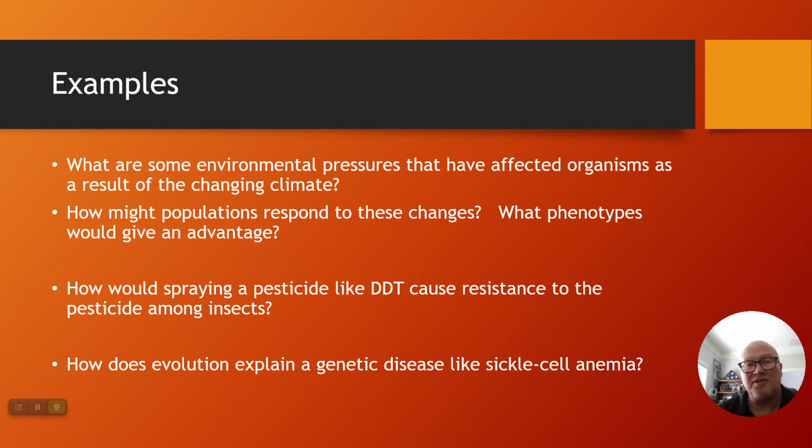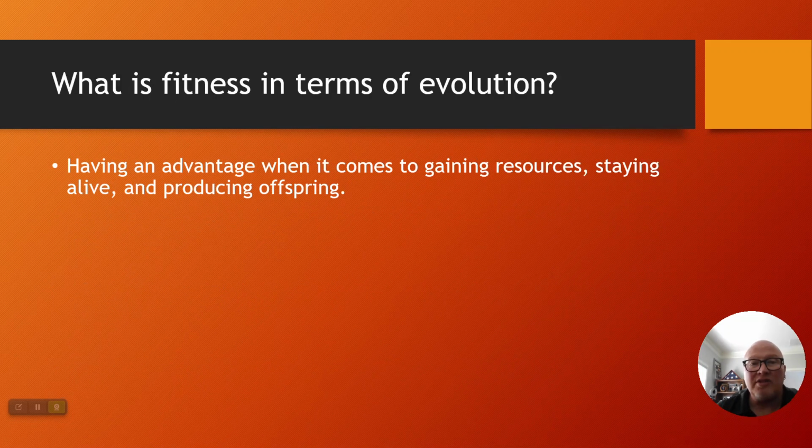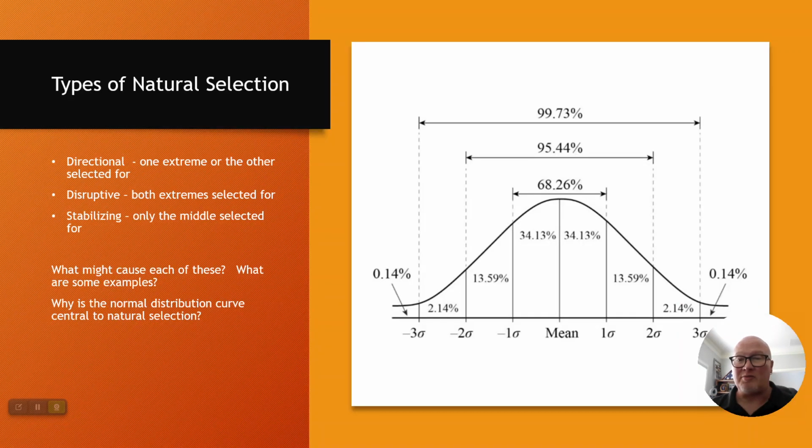What is fitness in terms of evolution? Okay, well, fitness means that something has the ability to live, reproduce, and pass its genes to the next generation. So when we talk about something having a fitness advantage, we're not talking about going to the gym. We're talking about that organism's ability to live longer, more successfully, putting more genes in the next generation, producing the most offspring.